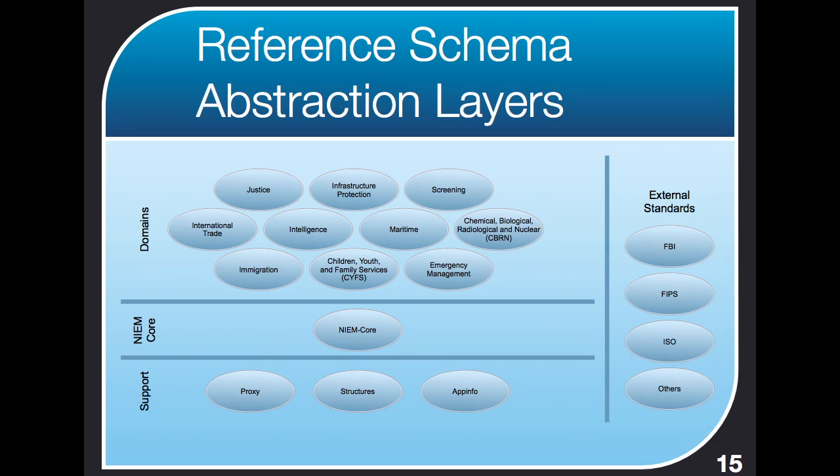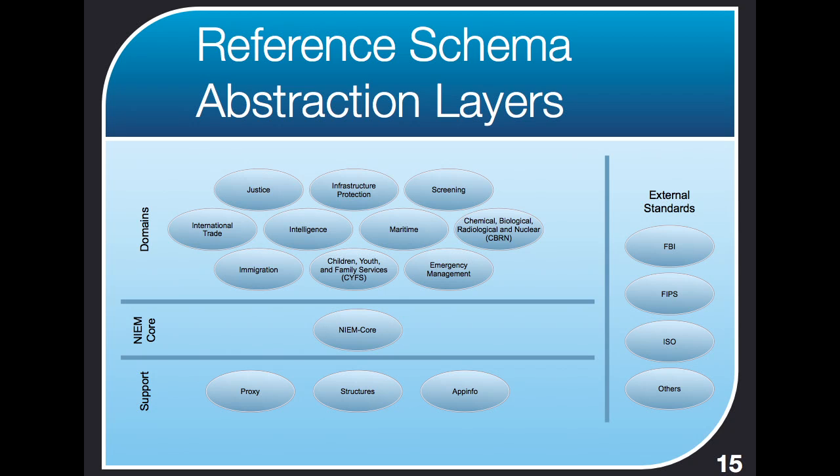Now there's one other piece to this abstraction layer puzzle, and those would be external standards. Sometimes external standards are whole bunches of elements and types, and there's a whole mechanism for bringing those in. But other times all we're talking about are code lists that have an authoritative source somewhere. Some common ones you'll see in the diagram are the FBI, FIPS, ISO, there are others. So these are standards bodies. I know it's strange to think of the FBI as a standards body, but they really are in terms of codes for different kinds of things that the FBI is concerned about. So they're an authoritative source for a lot of code tables.